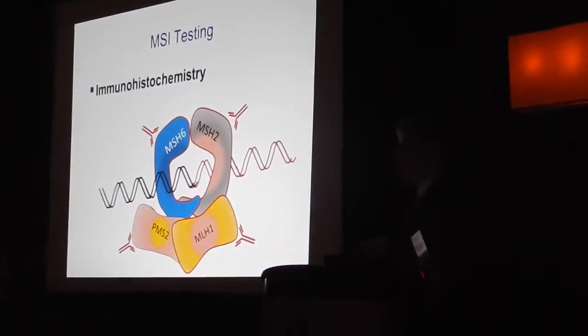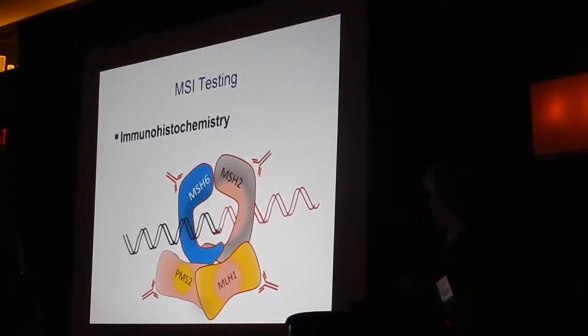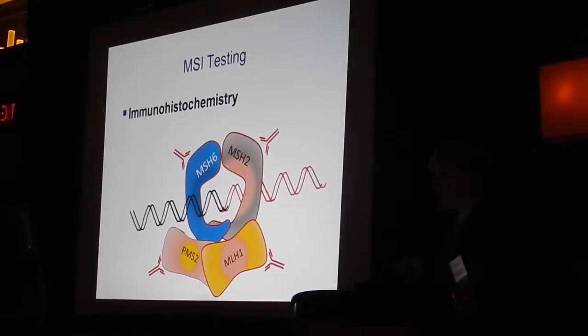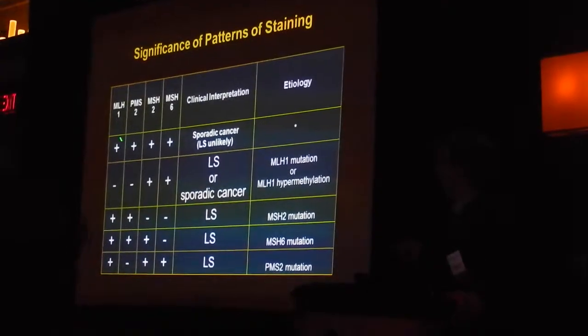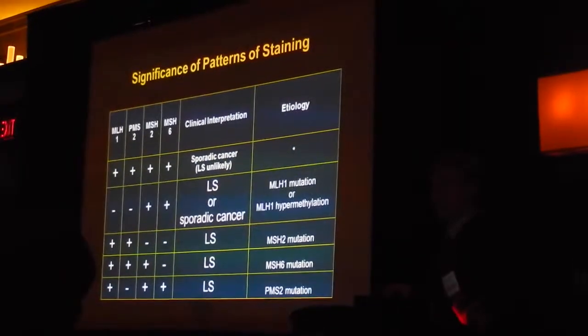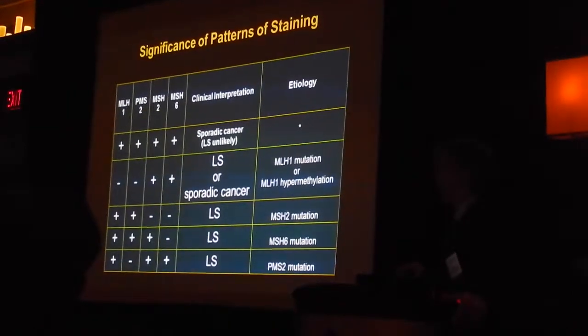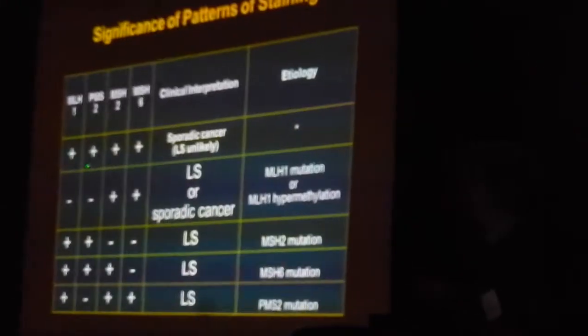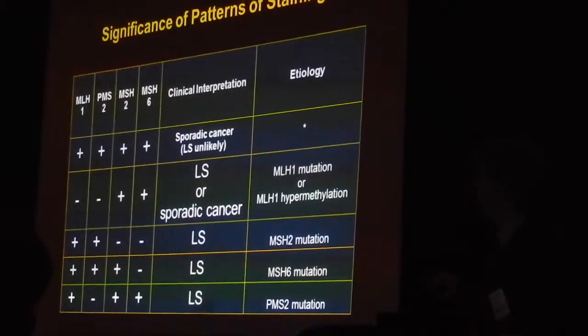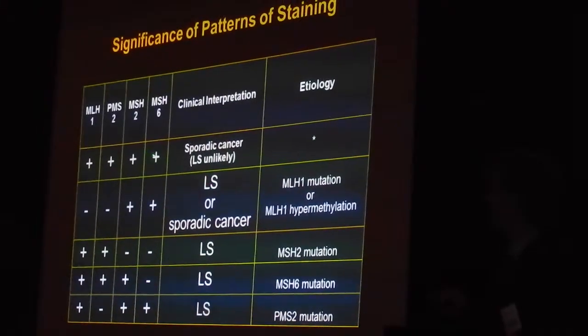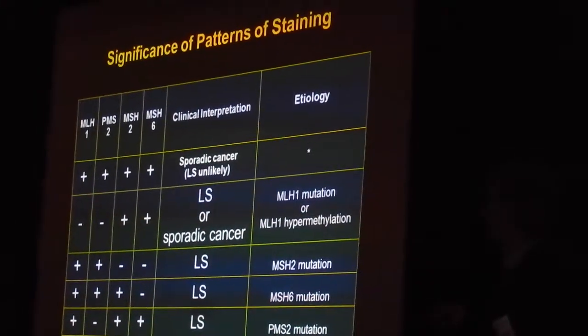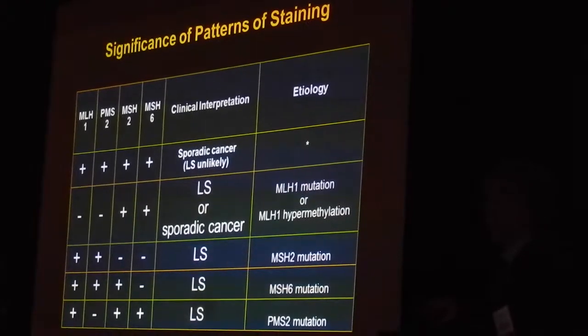One is an immunohistochemical panel against the 4 genes that are involved in mismatch repair. There's 5 different possible readouts from the microsatellite instability staining patterns. More often than not, all 4 of the mismatch repair genes are expressed. It's about 85% of the cases. This would be microsatellite stable.